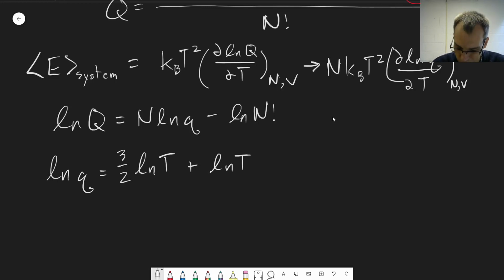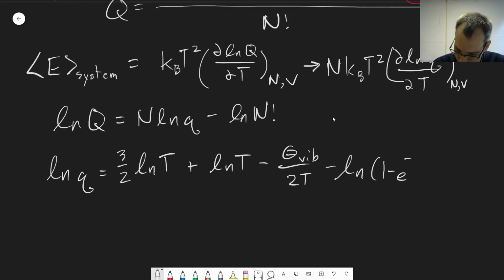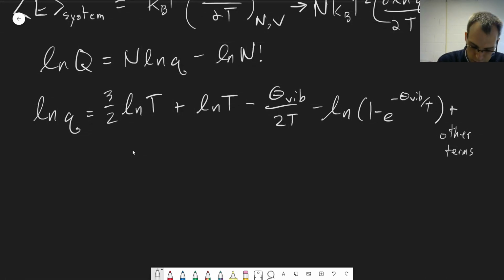I'm writing this a little bit out of order, just following my notes here. Then we'll have our theta vib over 2T that comes from the vibrational, minus the natural log of 1 minus e to the minus theta vib over T, and then all the other terms that don't have any temperature component to them. And then we can take the derivative here. So d log little q dT, holding everything else constant.